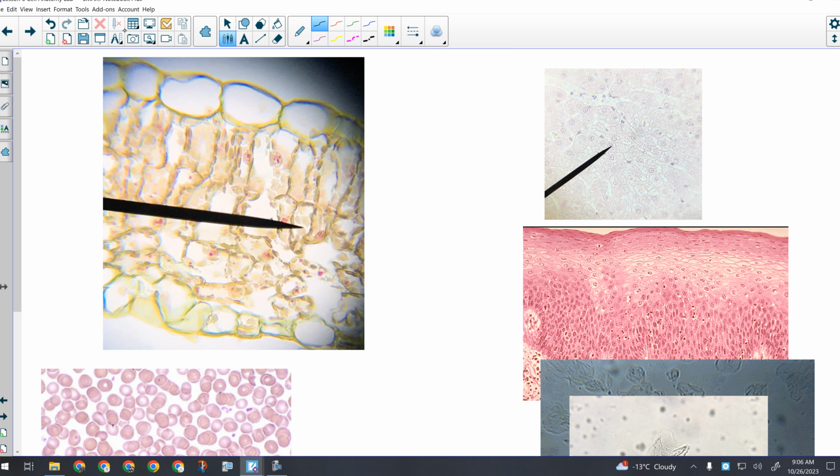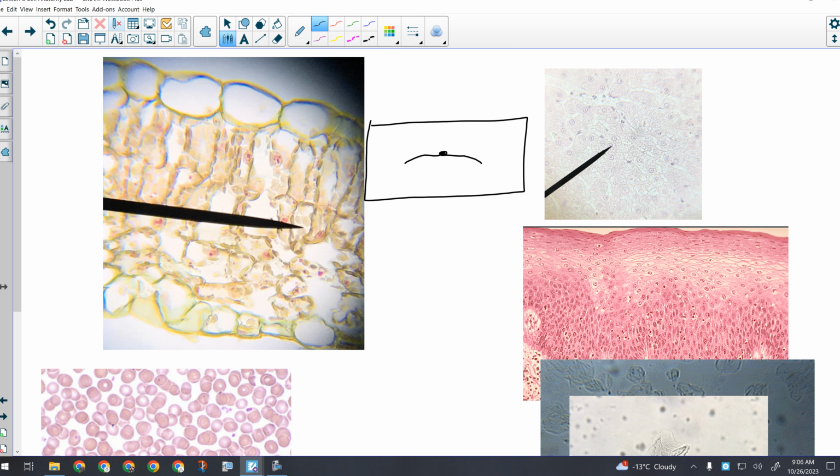Now on the slide, what you will see in the middle of the slide is almost like a bow tie kind of shape. That is the cross section, so looking at the leaf this way.